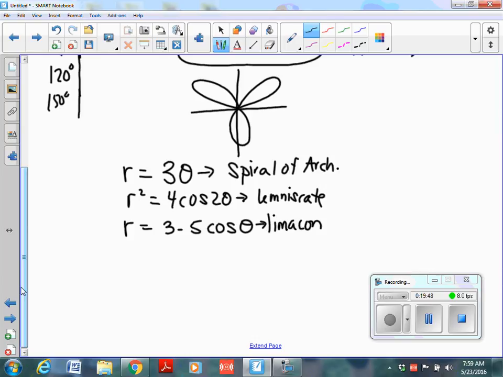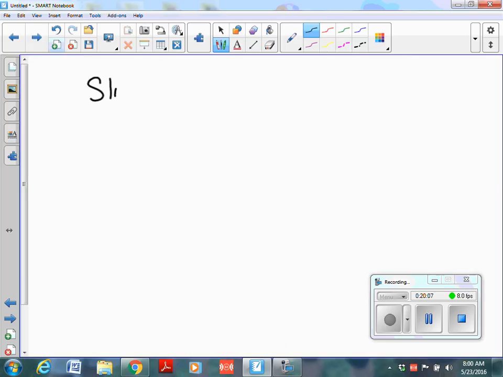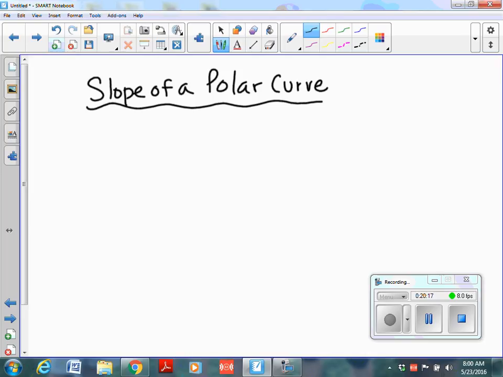Okay, now, since I just reviewed with you, now I'm going to work with calculus. So here we go. We are going to figure out the slope of a polar curve. How do you find the slope of a polar curve? It's dy over dx. So it's just dy d theta over dx d theta.